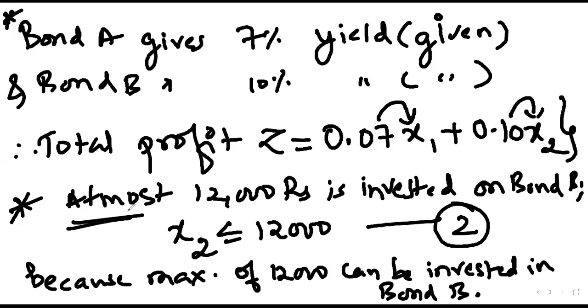12,000 is the maximum limit because out of 30,000, 12,000 may be required to celebrate some functions or something like that after a few years, 5 years or 6 years. So that is the reason this person may be willing to invest 12,000 rupees in a particular bond for a certain amount of period. Okay, so what should be the next equation?